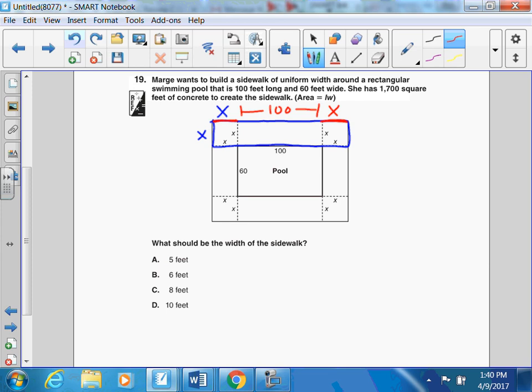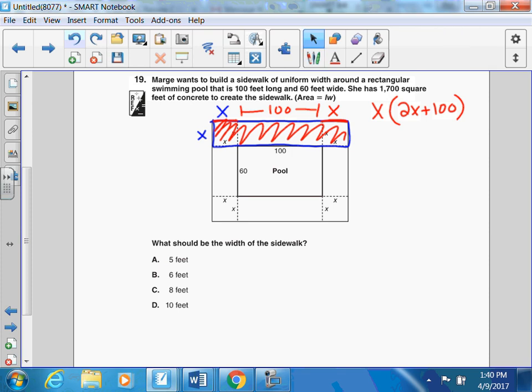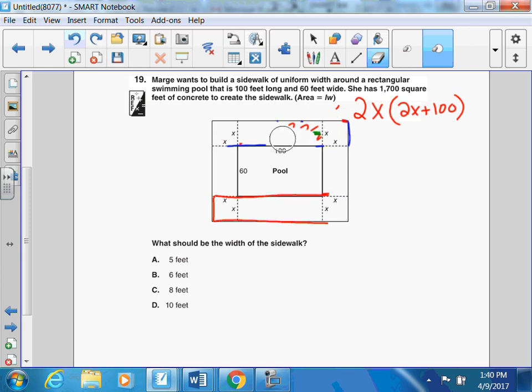So if I want to find the area of this part right here, I'm going to do the height of that, which is x. I'm going to multiply it by 2x plus 100. 2x plus 100 is this length right here, all of this: 2x's on the end plus the 100. And then I'm going to multiply all that by 2, because that would give me the area down here. So far, I have the area of the top and the bottom, and it's represented with this expression.